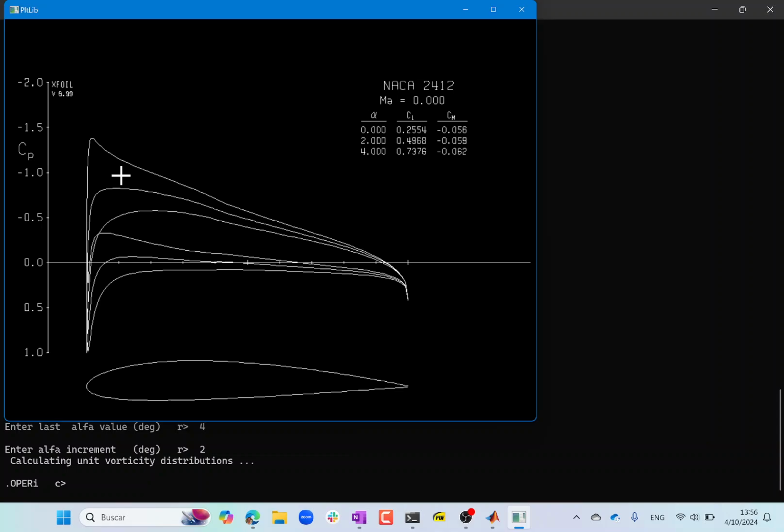This is how you interpret the Cp graph. Any other questions?